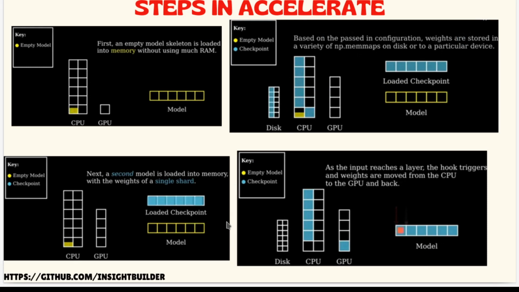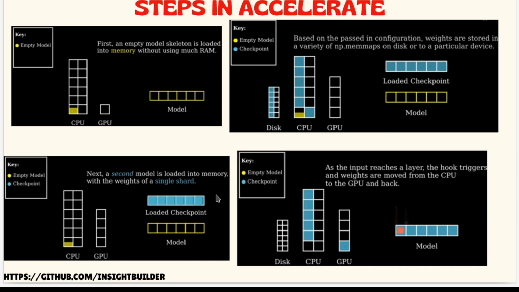Now, steps in Accelerate. So what exactly happens? As I explained, first an empty model skeleton is loaded into the CPU RAM. So this is CPU RAM, and the model is actually located here. The model is empty, as you can see here, and the GPU is also empty. The second step is here. The model is loaded into the memory.